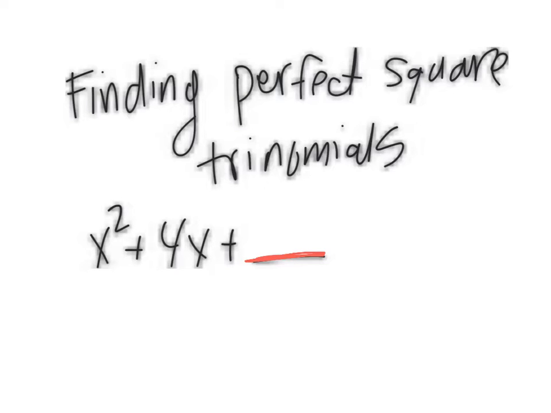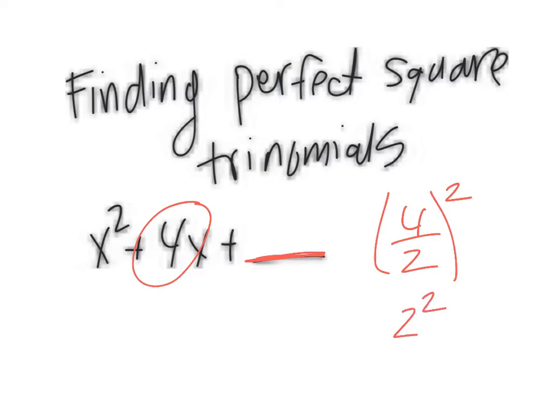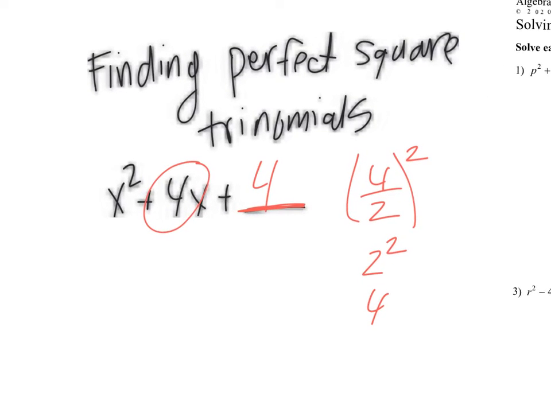So in this example, we have x squared plus 4x plus blank. We took our middle term, okay? We divided by 2, and then we squared it. So you get 2 squared, which gives you 4. So 4 makes us a perfect square trinomial.